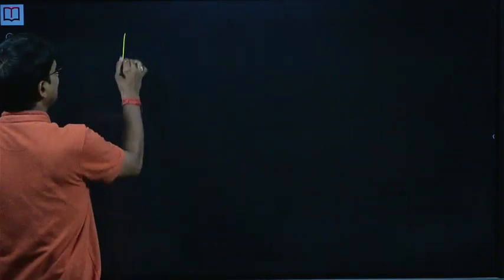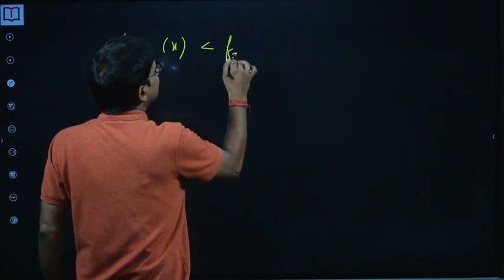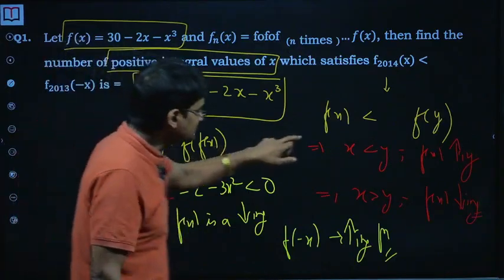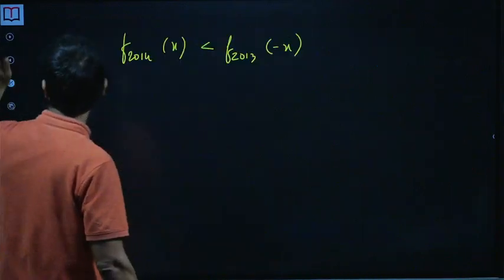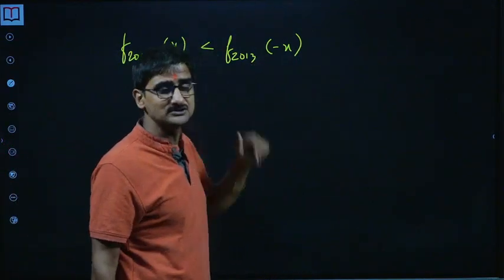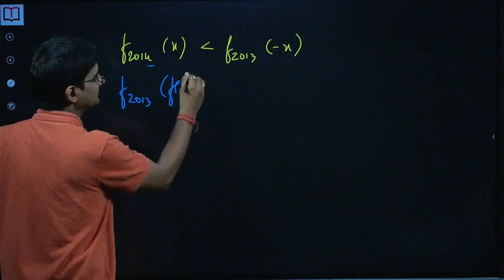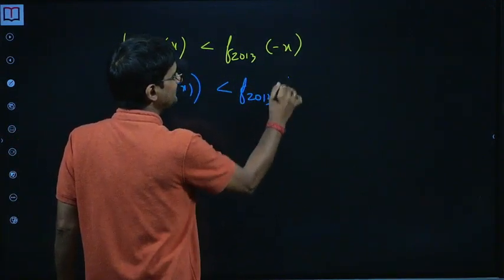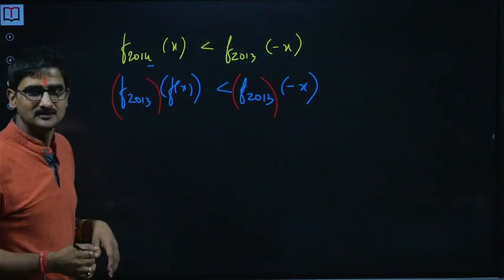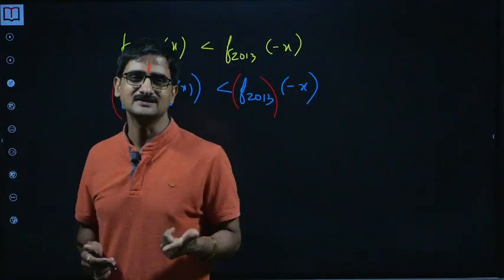Now I will write f_2014(x), which has to be less than f_2013(-x). As I said, the function on both sides has to be the same. Do we have the same function on both sides? The answer is no. This is composition 2014 times, and here we have composition 2013 times. So I will write this one as f_2013 of f(x). I think none of you will mind if I write that, isn't that so, bachcho? Now this is the same function on both sides. f(x) is a decreasing function, so f(f(x)) will be an increasing function.